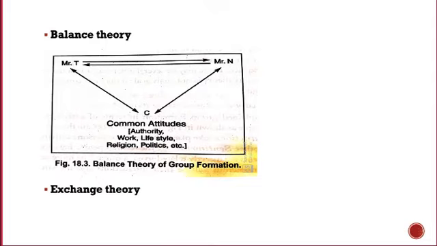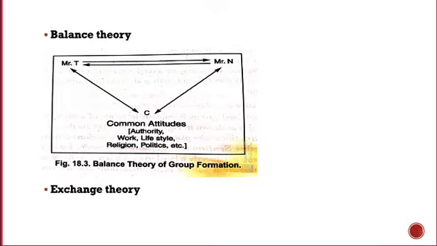Fourth theory is the exchange theory. Exchange theory is a little bit of a selfish explanation of the formation of groups. People form groups or join certain groups because they want something in exchange for their contribution to the group, right? Just as a hypothetical example I am giving, this is a more selfish kind of explanation of the formation of groups.